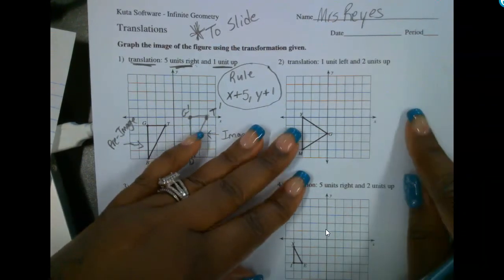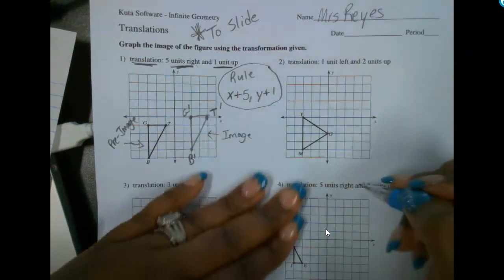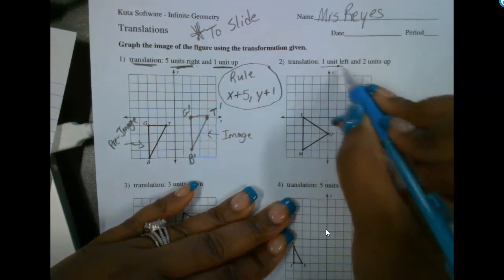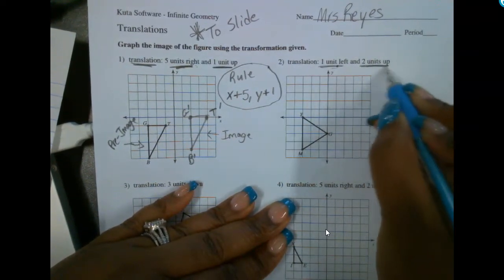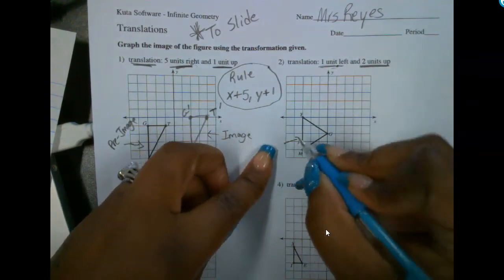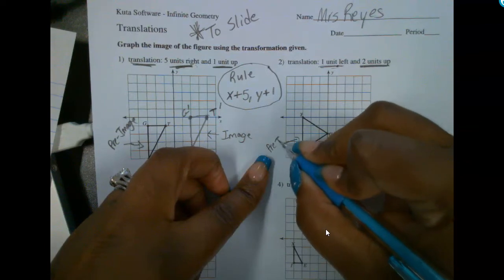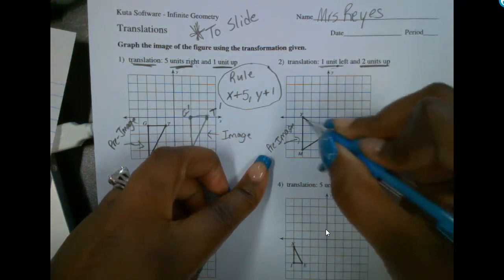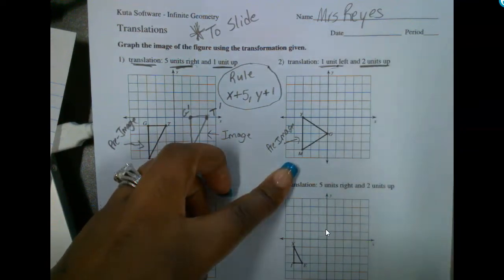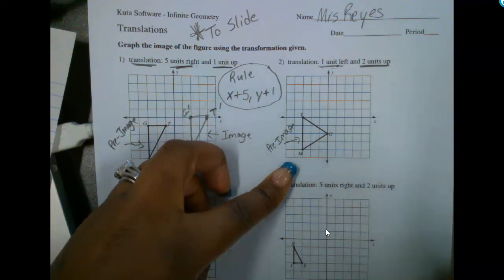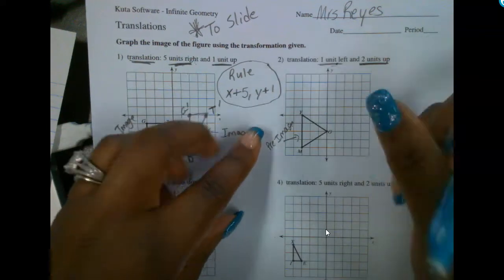Translation. Again, to slide. Pause the video if you need to, okay? Left 1 unit, up 2. So this is your pre-image. How do I know this is my pre-image? Because it does not have any tick marks. So now I need to move it. I'm going to shift it to the left 1 time and up 2. Left and up 2. Okay?